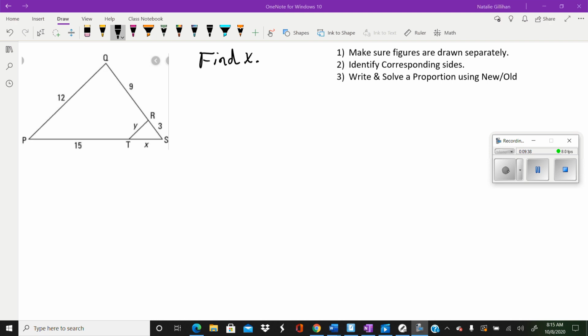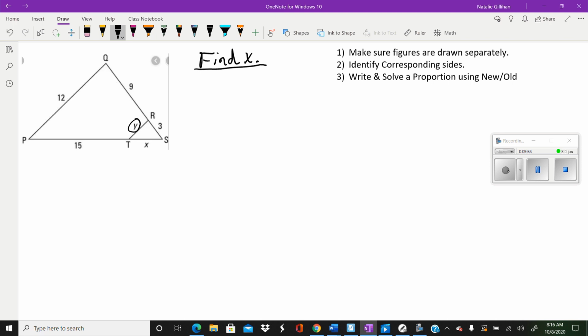Okay, last problem here. We have another pair of nested triangles, and I am telling you these are similar triangles, and we are being asked to find X. Now we notice that there is a Y here that is unknown. We're not going to worry about Y for now. We're just going to worry about finding X.